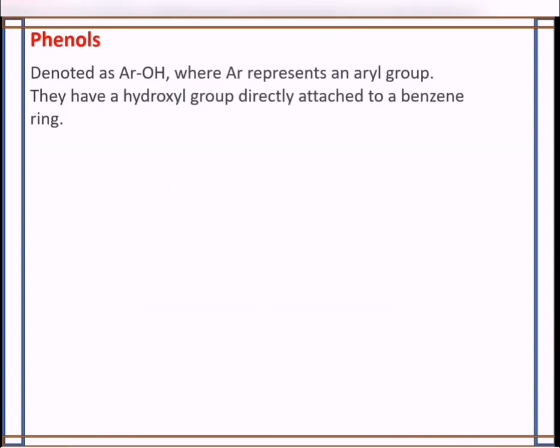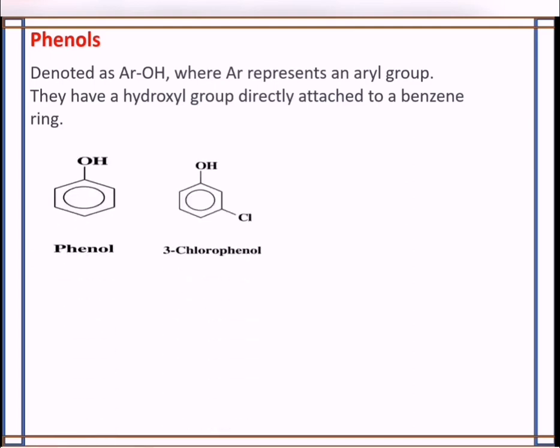Let's look at phenol. Phenol is denoted as ArOH, where Ar represents an aryl group. The hydroxy group is directly attached to a benzene ring. For example, we have phenol, trichlorophenol, and 4-bromophenol.